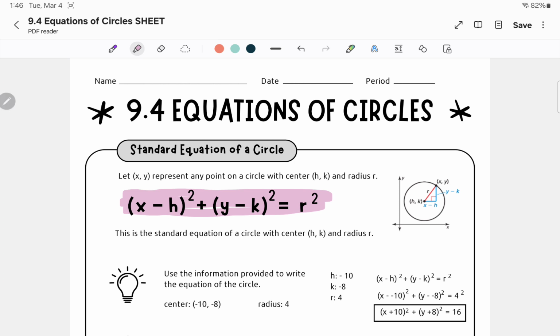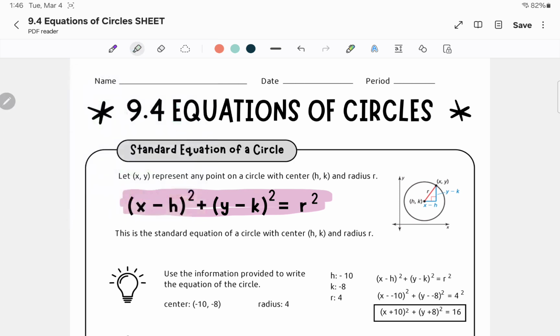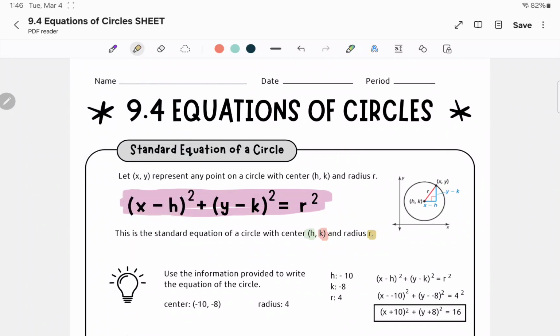And then they're going to give you three more things. They're going to give you h, they're going to give you k, and they're going to give you r. Okay, h and k are the x and y coordinates of the center, and the radius is going to be r. So you're going to take those, plug those into the formula, and then you'll have your equation.